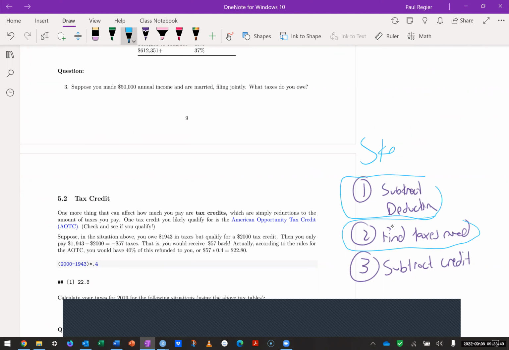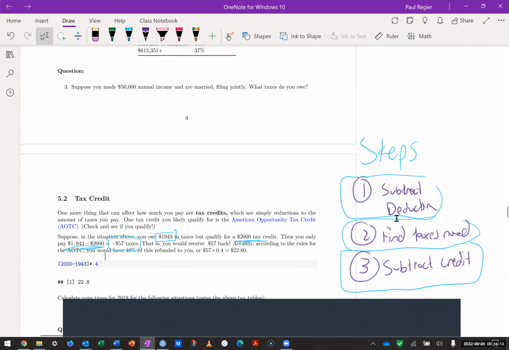These are the steps. The last step is based on the taxes you owe, you might have a tax credit, which reduces your taxes. You pay less taxes. Think of a tax credit just as money. So in one of these examples, I think this was how much taxes we paid. Suppose you have a $2,000 tax credit. That means you actually get money back.